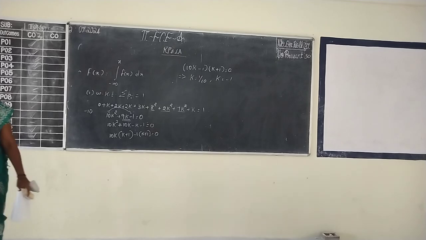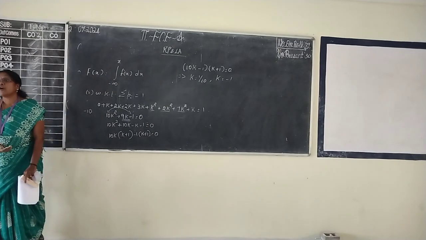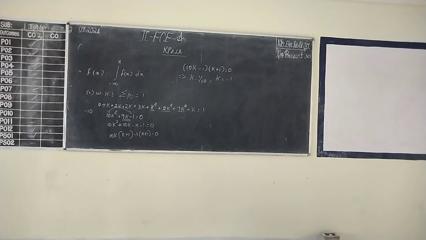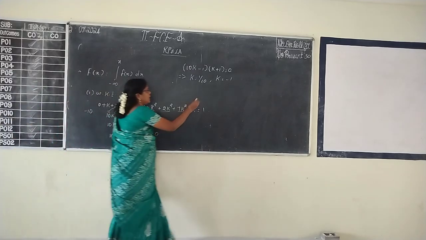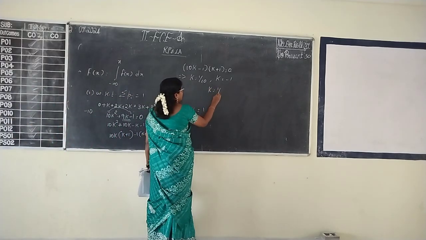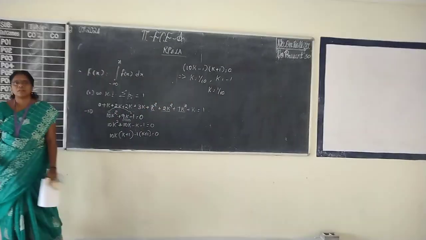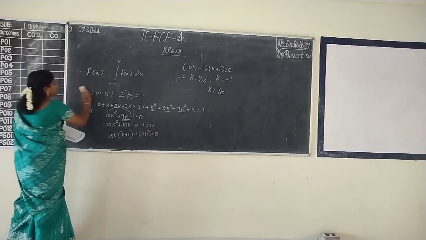Since probability is positive, assume k equal to 1 by 10. K is equal to 1 by 10. Okay? So see the second one. First part is over. What is the second one you have to find?